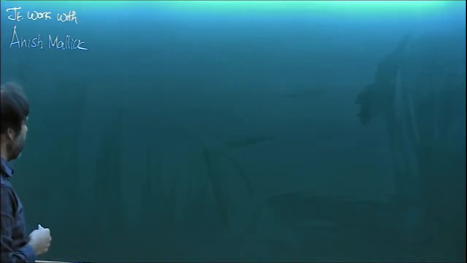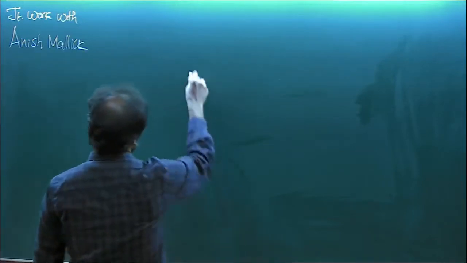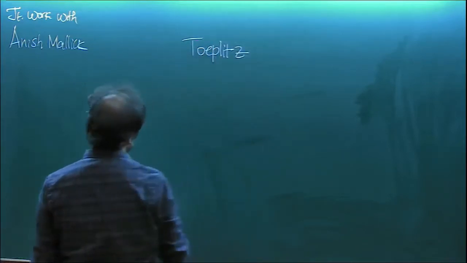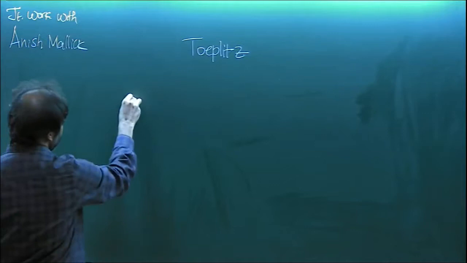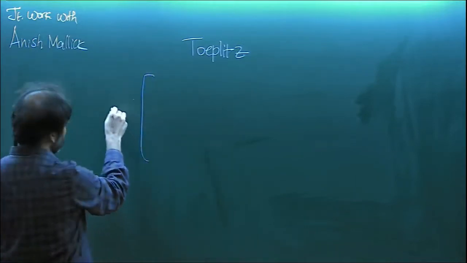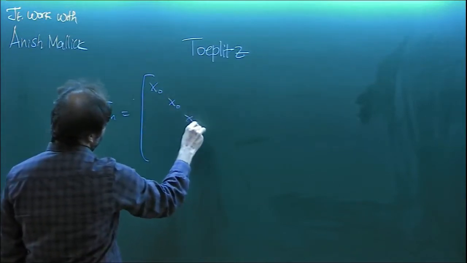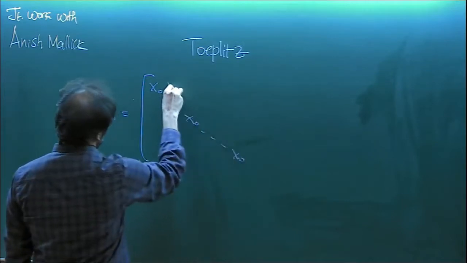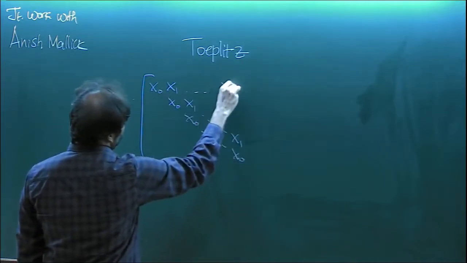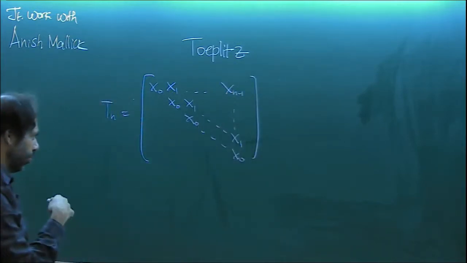So what is the question? Let me start by telling you. The main objects in this lecture, there are 2 things. One is the Toeplitz matrix. What is a Toeplitz matrix? It is a matrix which looks like this. The entries are the same along all the diagonals. So you have x naught, all the diagonal entries are the same, and the next diagonal entries are also the same, etc. up to x n minus 1. That's what a Toeplitz matrix is.